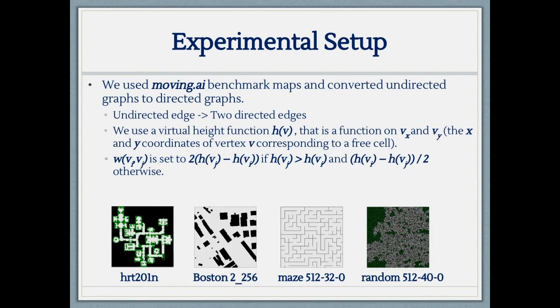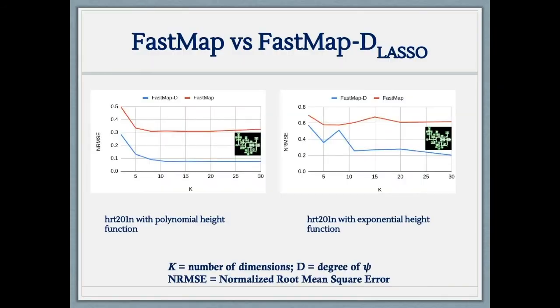Now let's look at some results. In all experiments, we tested our algorithm on two directed graph versions of each benchmark. The one on the left uses a height function defined by a polynomial function of the map coordinates, and the one on the right uses an exponential function on the coordinates to define the height. Let me reiterate that the heights are then used to assign asymmetric edge weights in opposing directions between every two connected nodes. So an exponential function gives us more asymmetry in the edge weights.